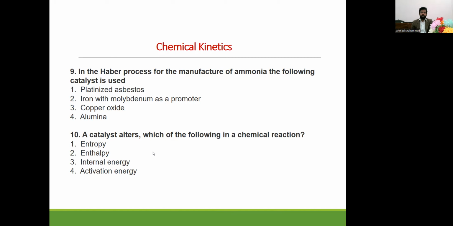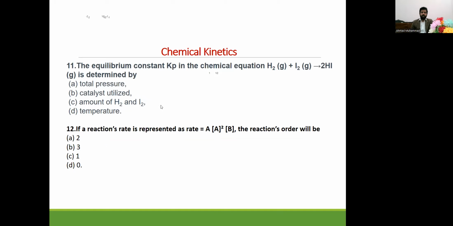If we move toward question number 11, the equilibrium constant Kp in the chemical equation H2 plus I2 going to product is determined by: total pressure, catalyst utilized, amount of H2 and I2, temperature. So the right option from these options is B, catalyst utilized.